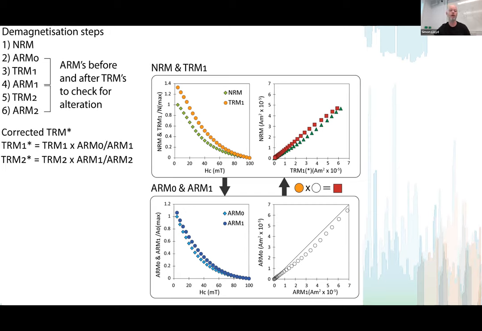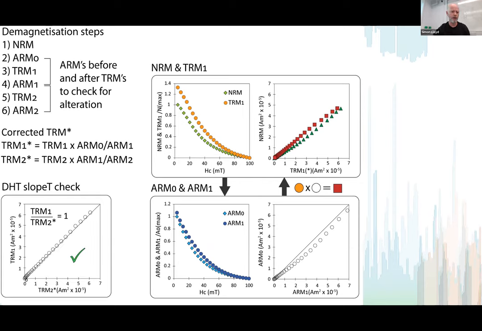And so we call our corrected TRM TRM star. This process is then repeated and we produce an additional TRM slope, which we call slope T. And this is the double heating part of the method, in which we compare TRM1 with the corrected TRM2. And if those alteration corrections work as they should, the result is a linear unit slope. And that slope is then used to validate the initial ARM corrections.